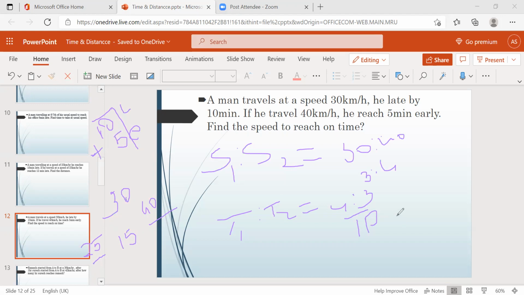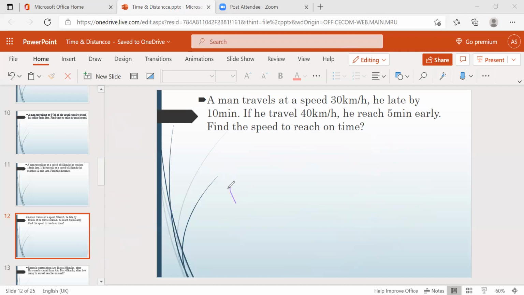Okay. One part is nothing but 15, right? So 4 parts is 60 minutes, and 3 parts is 45 minutes. 60 minutes is 1 hour, right? Now we know the time and we know the speed also, so now calculate the distance. Distance equals speed into time. So 30 into 1 hour. Distance is nothing but 30 kilometers, right?